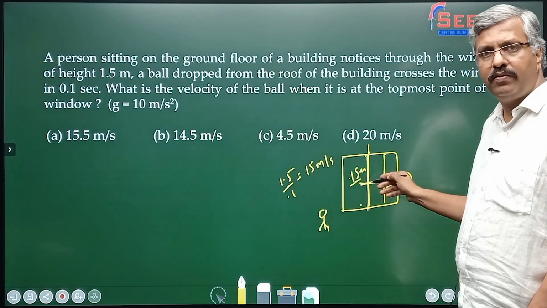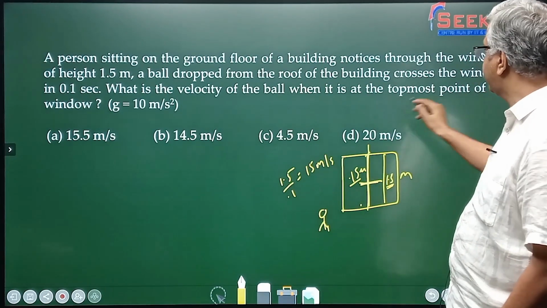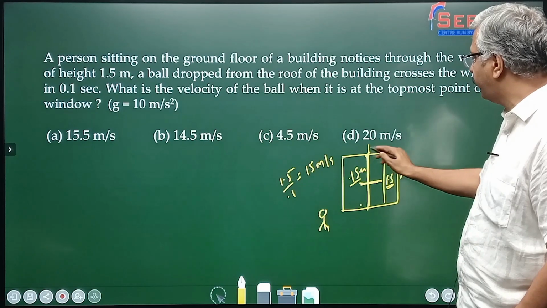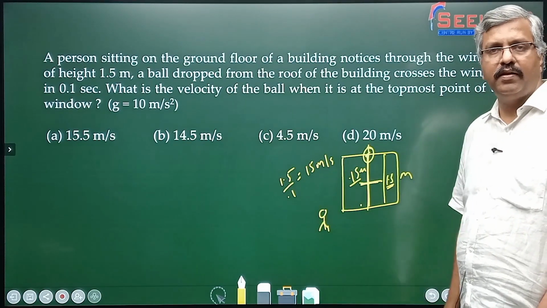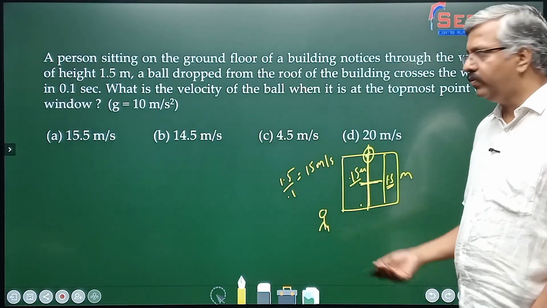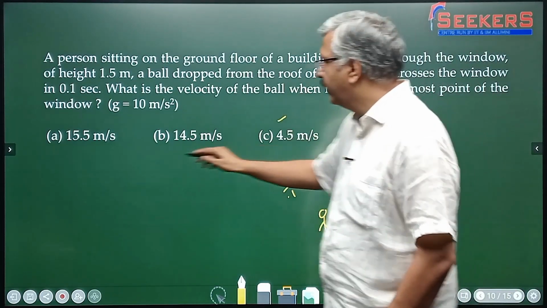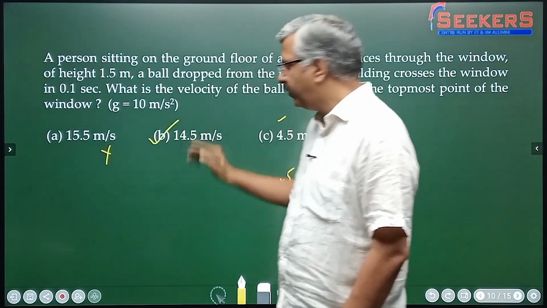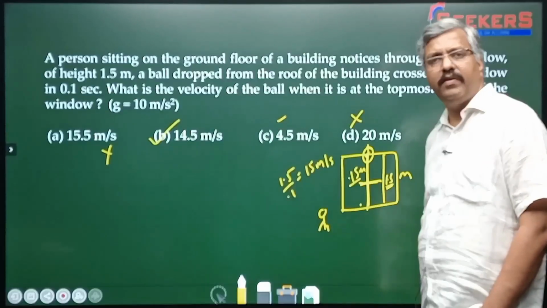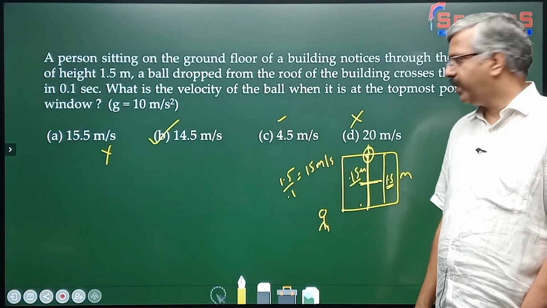So what are they asking? What is the velocity at the topmost point of the window? They are asking for the velocity at this point, so it will be less than 15. Let's look at the answer. Not this one, this is too low, not this one, this is what it will be. So the answer will be 14.5 meters per second.